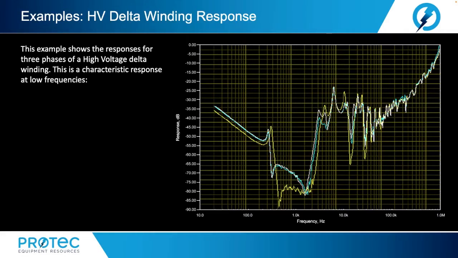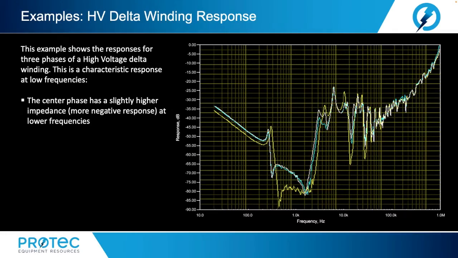Let's look at a high voltage delta winding. This example shows the responses for three phases of a high voltage delta winding. This is a characteristic response at low frequencies. The center phase has a slightly higher impedance, more negative response at low frequencies.